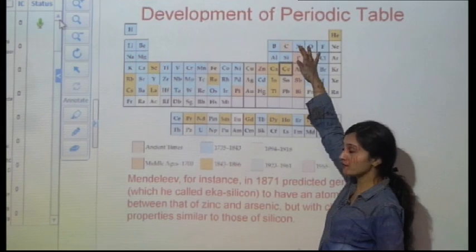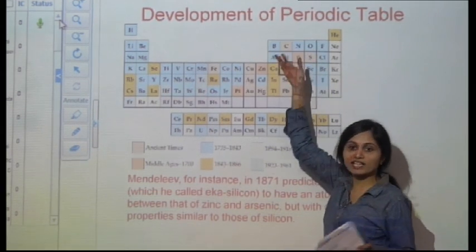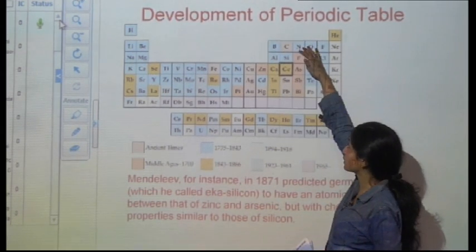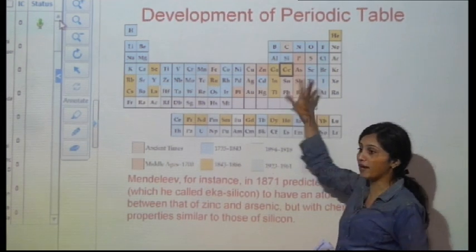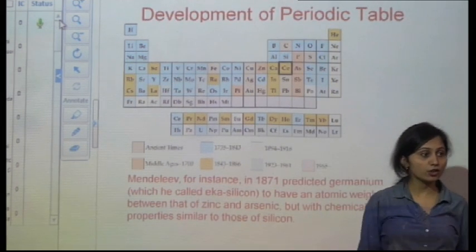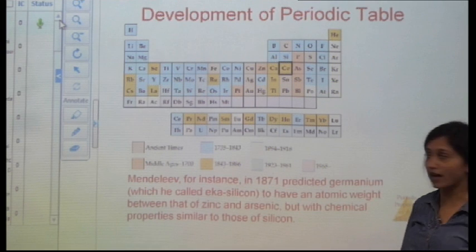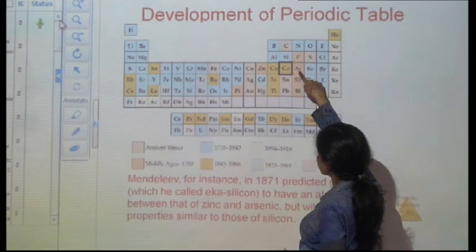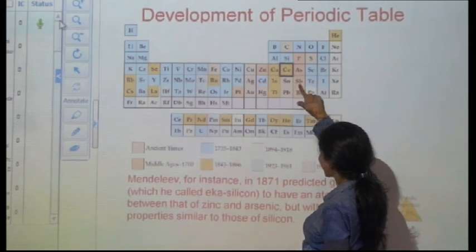Then you have New Zealand. New Zealand, Pakistan, Australia, sub by. Okay? New Zealand, Australia, Pakistan, sub by. Means nitrogen, phosphorus, arsenic, antimony, bismuth.